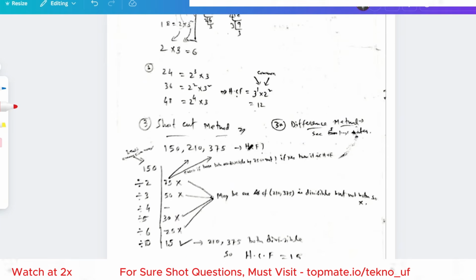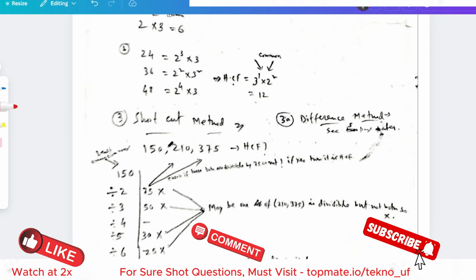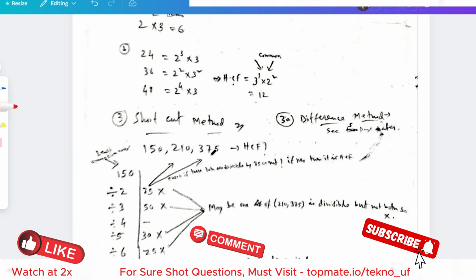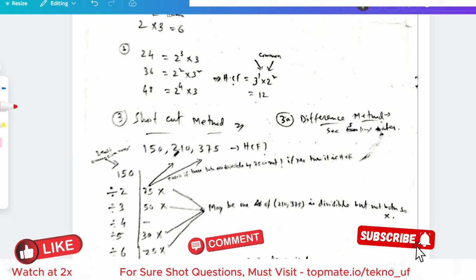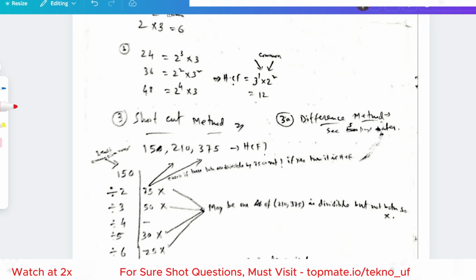Let's say these are the numbers you have been provided: 150, 210, 375. What is the greatest number which can divide all of these? That number will be your HCF. Just like as of now, for example, I'm starting with 2. I'm assuming that 2 can divide all, but this is obvious that one number has 5 as its last digit, so obviously 2 cannot divide it.